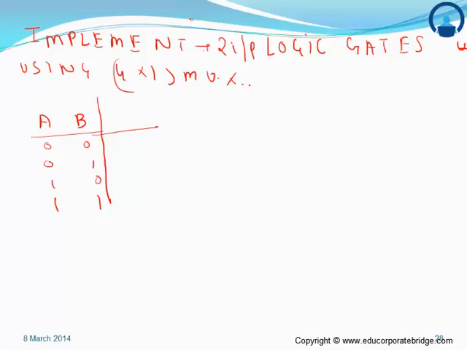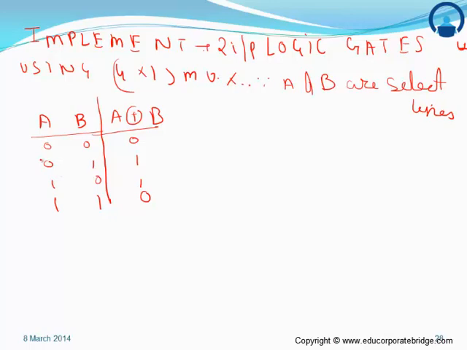Since we have to implement a 2 input logic gate, let's take the XOR logic gate. We will use a 4 cross 1 mux to implement an XOR gate, that is A XOR B, where A and B are select lines. So the truth table of the XOR gate shows 0 XOR 0 is 0, 0 XOR 1 is 1, 1 XOR 0 is 1, 1 XOR 1 is 0.